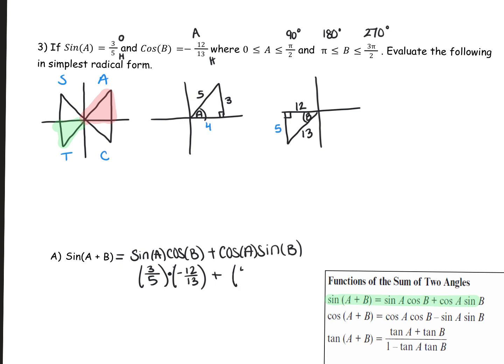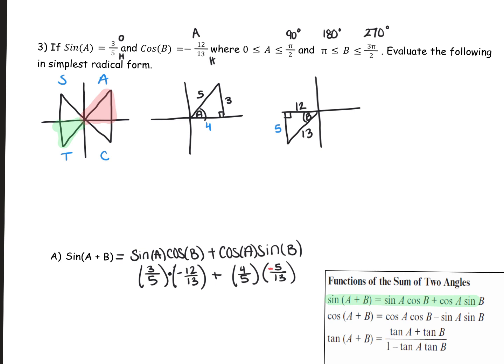So cosine of A is 4 over 5. And we know in quadrant 1, all things are positive, so I know cosine of A will be positive as well. Now I want to find sine of B. So we're going to look at the B triangle. Sine of B is opposite over hypotenuse. So 5 over 13. So now we have to check the sign. Since we're in quadrant 3, tangent's the only thing that's positive. Therefore, sine must be negative.